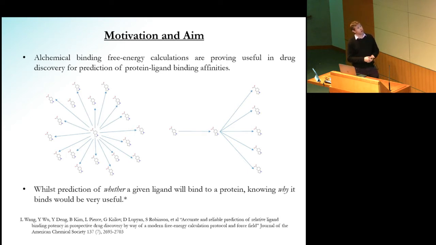I'm using alchemical binding free energy calculations in my work at the TDI, and they're proving more and more useful in drug discovery for predicting affinities. But the problem really is, even if you had a perfect force field and perfect sampling, you still need good ideas as well, right? If everything you design is bad, you might be happy, but your medchem colleagues are not going to be particularly happy if you can't design anything that's good.